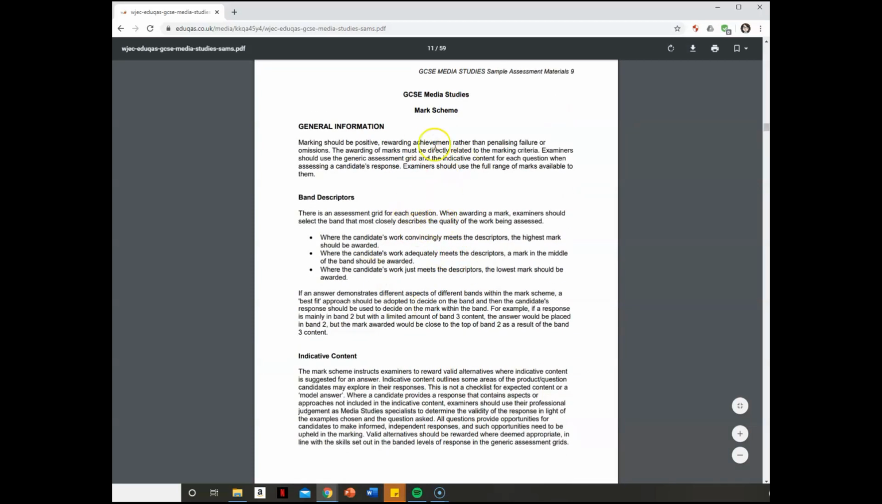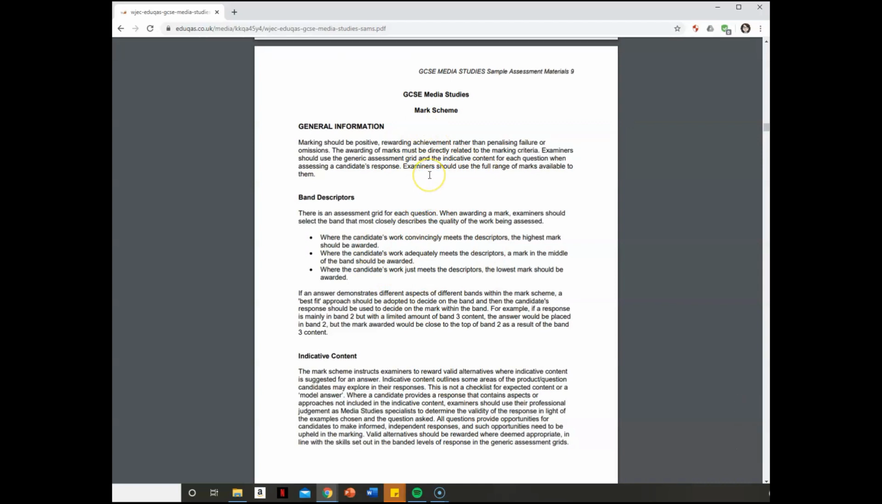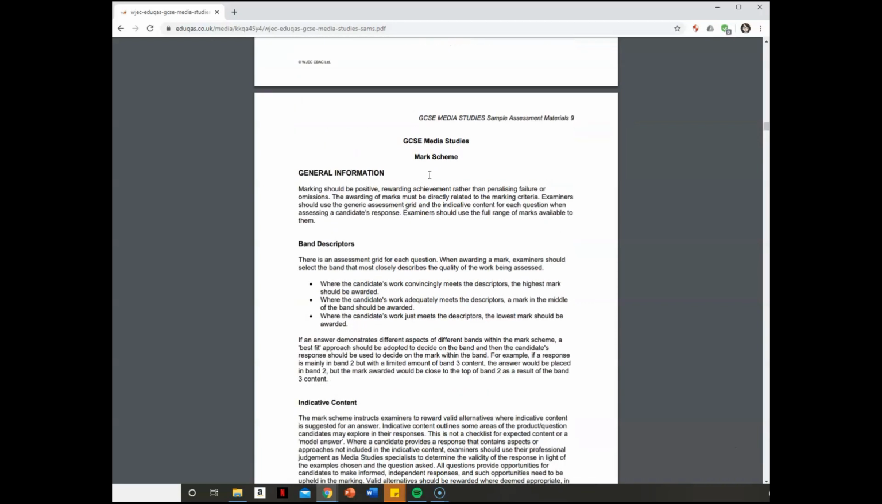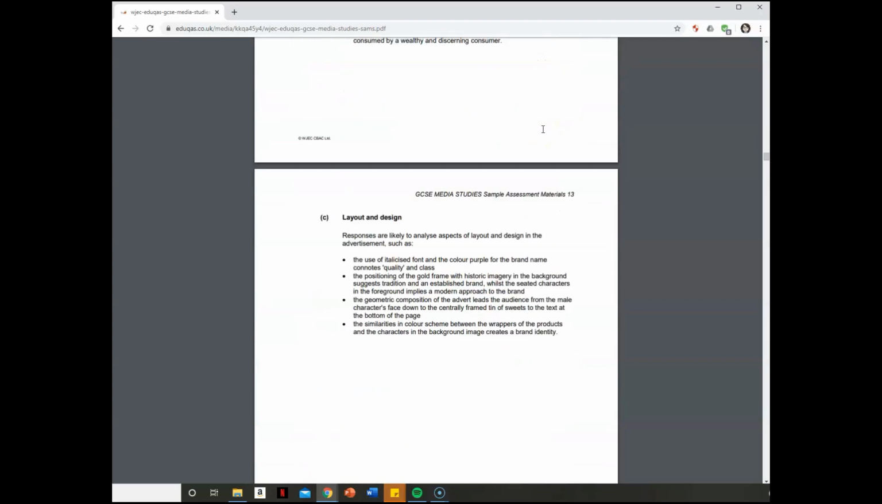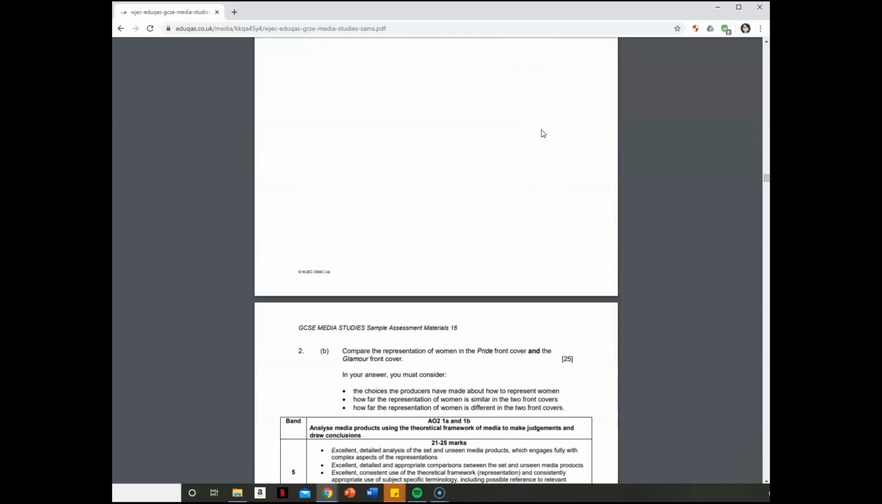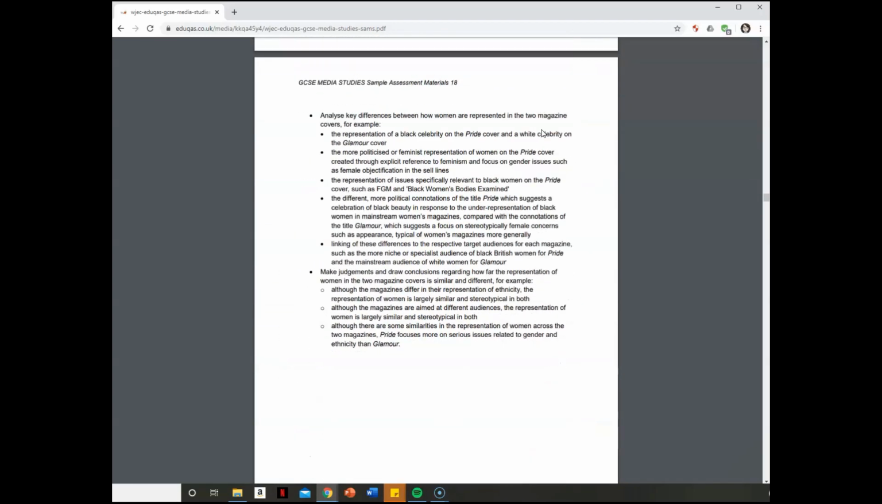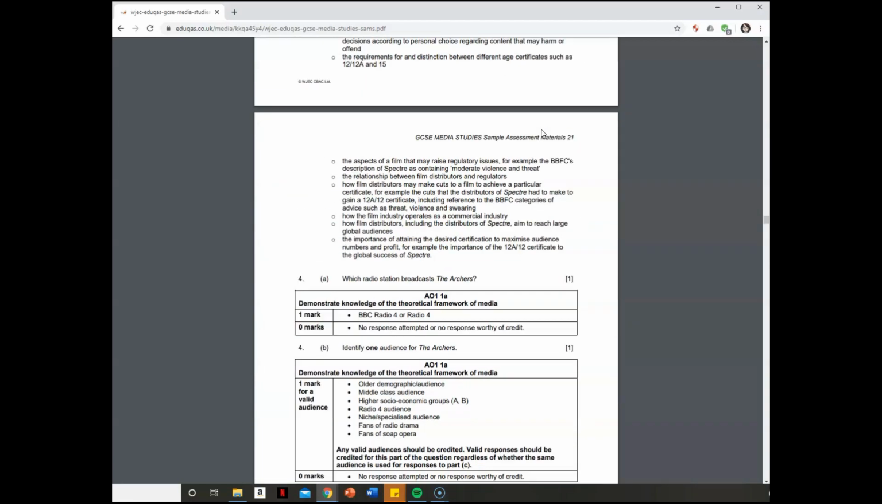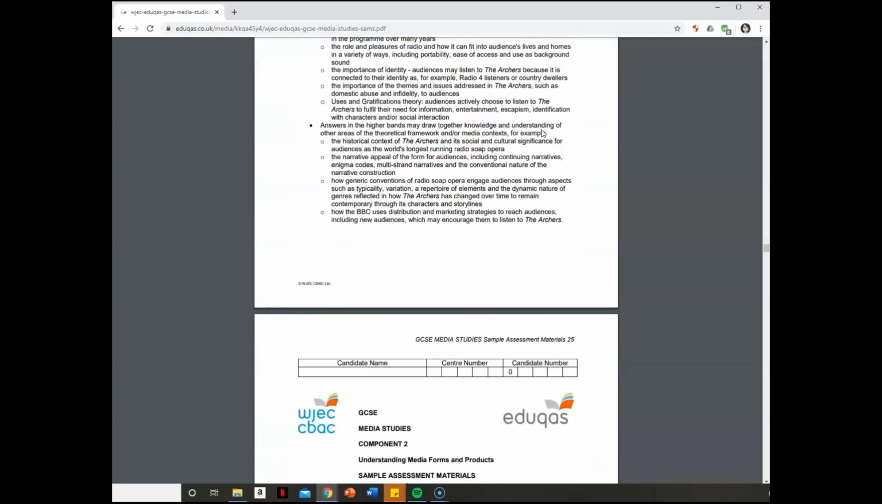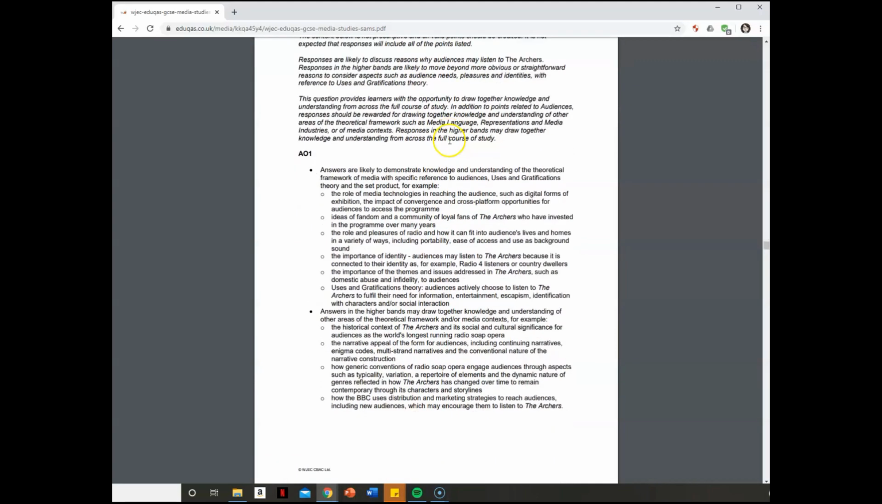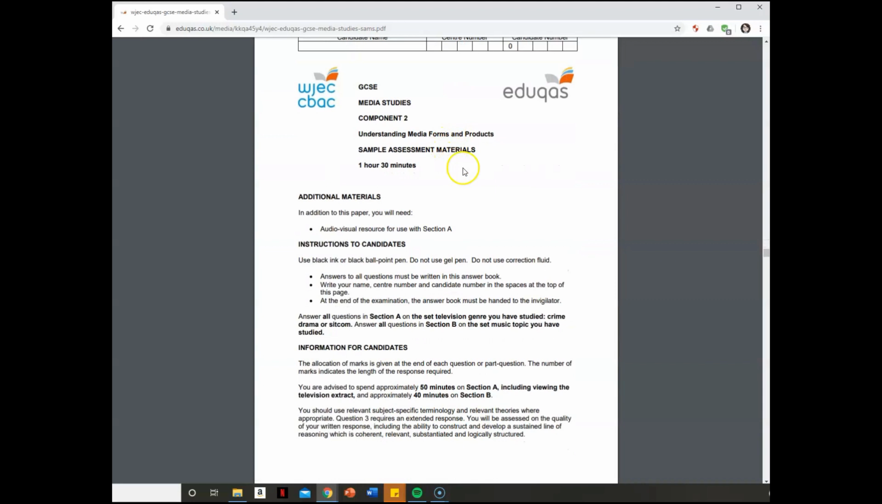Then we've got the mark scheme, and I'll be going through this with you. So if you want to highlight along with me, if you want to annotate along with me, you will need to print this little bit off. So from page 9 through until page 24. Then you have sample assessment 2.